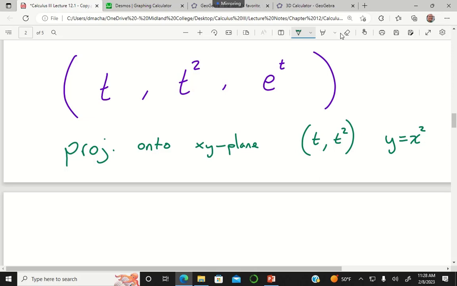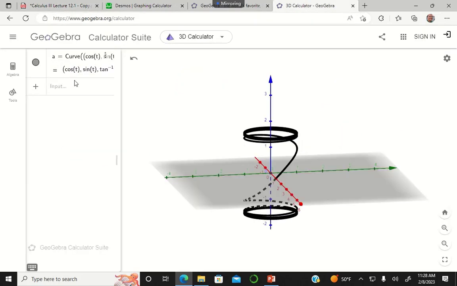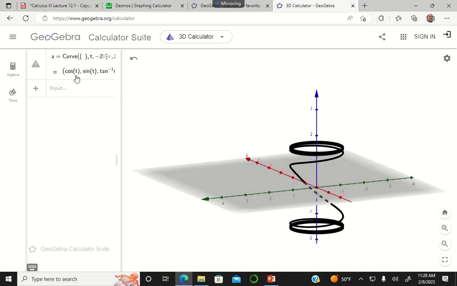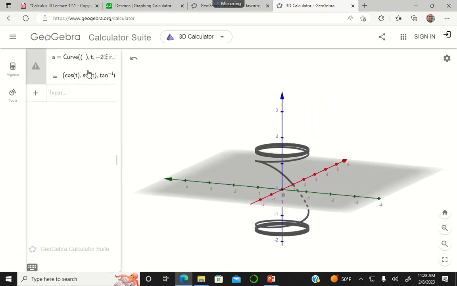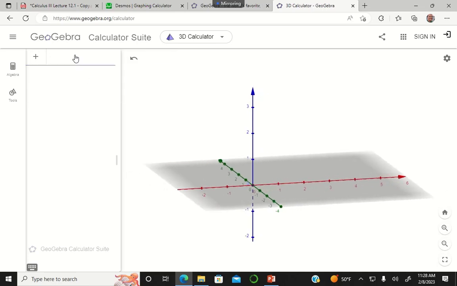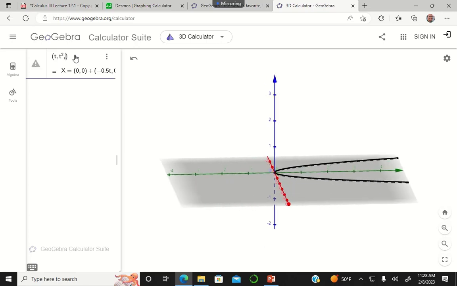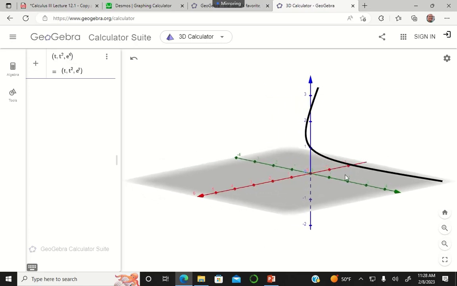And of course, then the z value is just the height above the xy plane, so the z value is going to sort of follow the e to the t function, which is going to be really flat and close to zero in a lot of places, and then it's also going to rapidly increase as you pass around the origin in the xy plane. So just to visualize it, might as well. t comma t squared comma e to the power t looks like this.